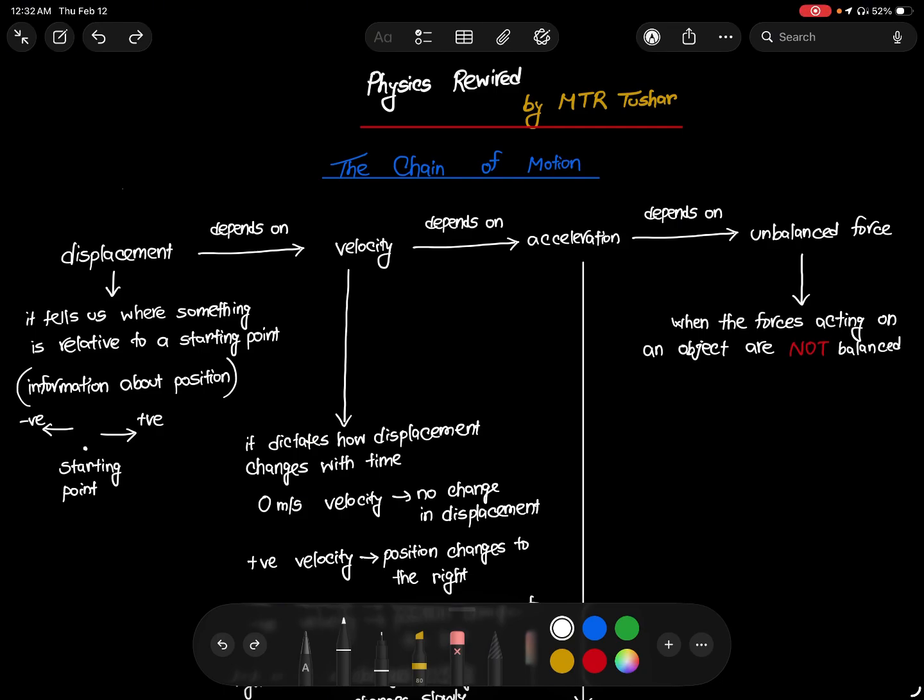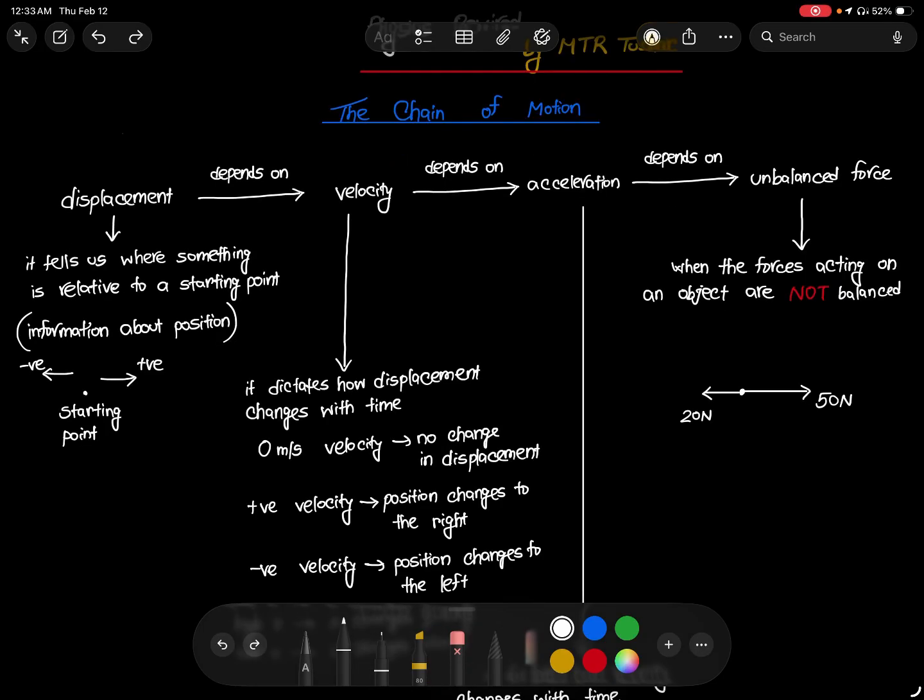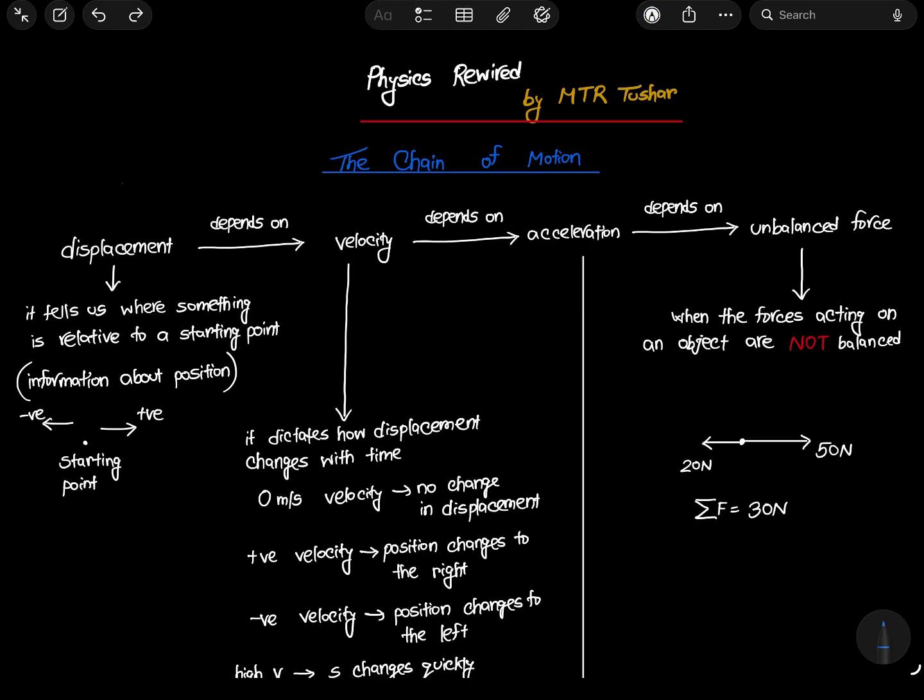So, if an object has 50 Newton force acting on it towards right and 20 Newton force acting on it towards left, then there is an unbalanced force acting on the object. So, the resultant force acting on this object is 50 Newton minus 20 Newton, that is 30 Newtons. We will connect all these dependencies together in the most complete theory of all, the terminal velocity, and that will be in the next video.